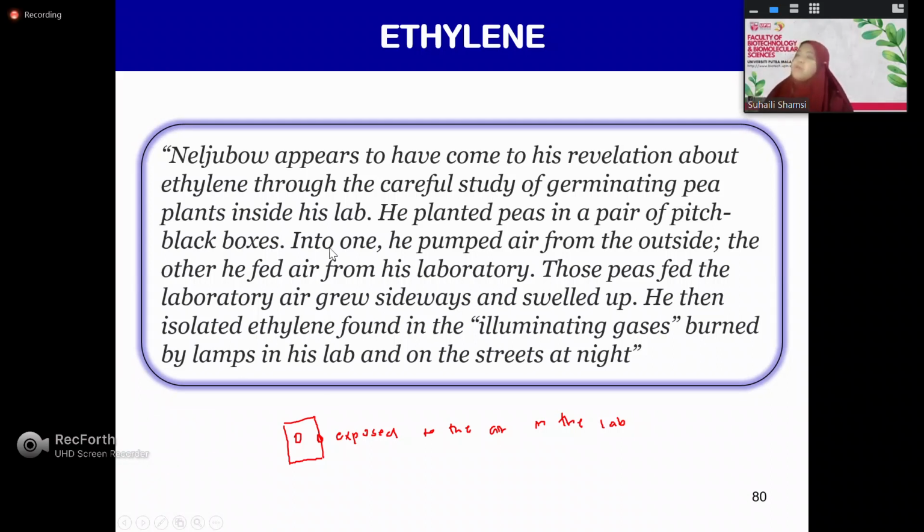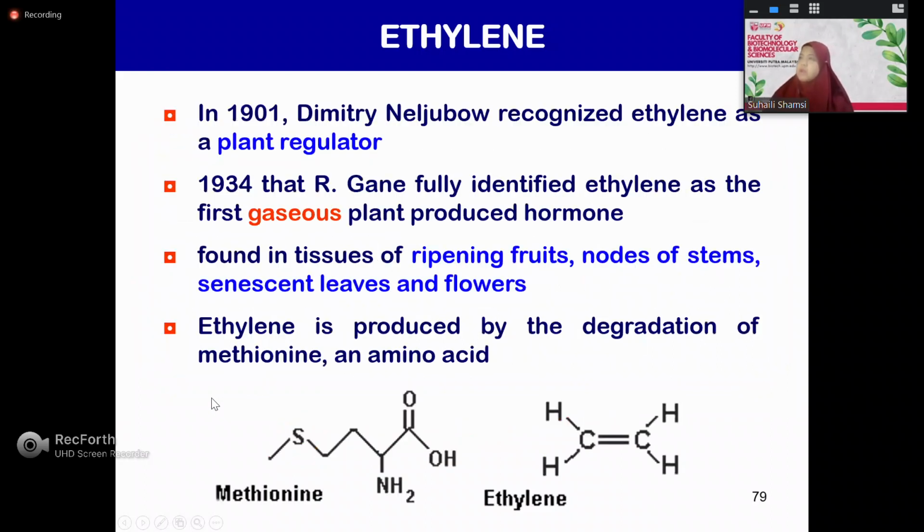So he implanted peas in a pair of pitch black boxes. Into one, he pumped air from the outside. The other one, he fed air from his laboratory. Those peas fed the laboratory air grew sideways and swelled up. It grows, it ripens up. He then isolated ethylene found in the illuminating gases burned by lamps in his lab and on the streets at night. Eventually, he identified that there is a compound or a gas being produced from the illuminating gases burned by lamps. This experiment happened in 1901.